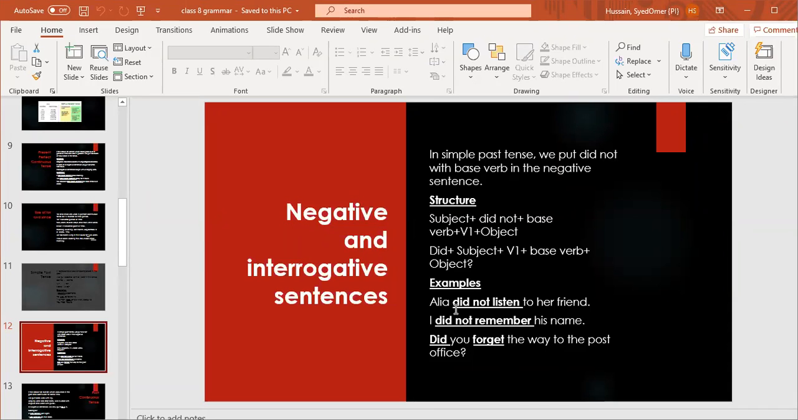In question answers, you must have been saying, why did he not come to his house? So we never say, why did he not came to his house? No, it's wrong. So you need to be very careful that we put the base verb. Did you forget the way to the post office? It's not, did you forgot the way to the post office.